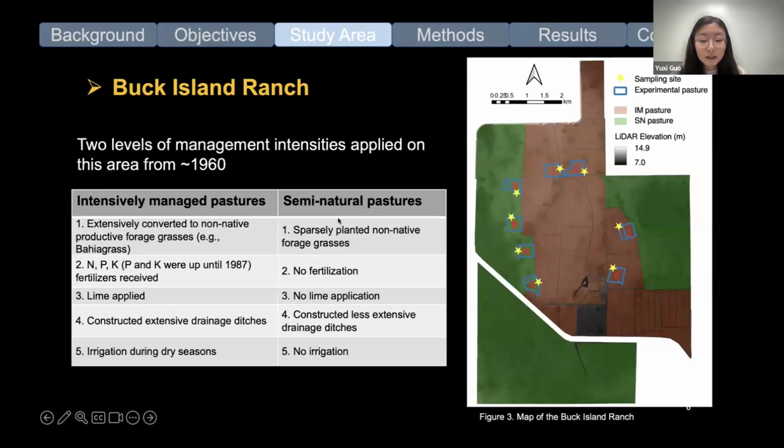efficiency. So our study was conducted at Buck Island Ranch, where we had the opportunity to examine 2 levels of land management intensity that have been maintained since the 1960s.